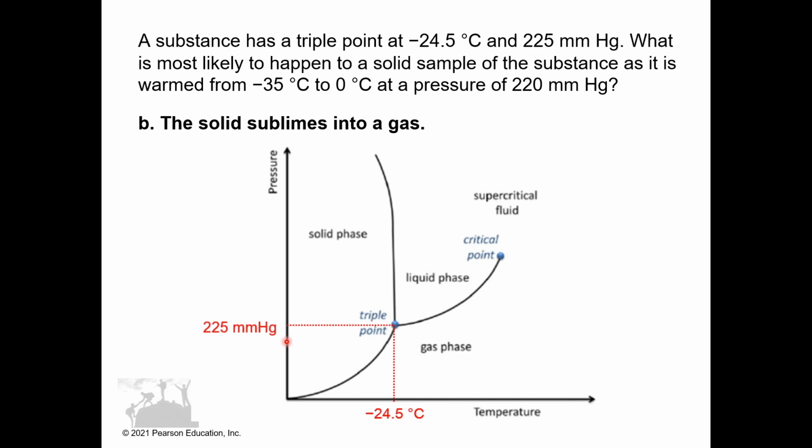We have to cross -24.5 degrees Celsius. Okay, so we could start off here and pretend that this is -35. So we're going to keep going. We have to cross -24.5, and let's say that right here is 0. Okay, so what did we do? We went from the solid phase straight to the gas phase. And so what process is that? Sublimation.